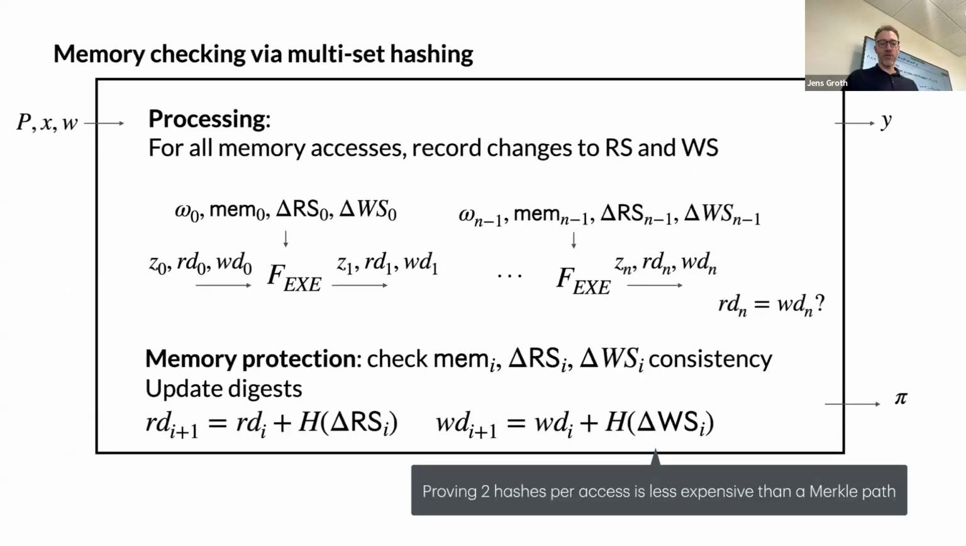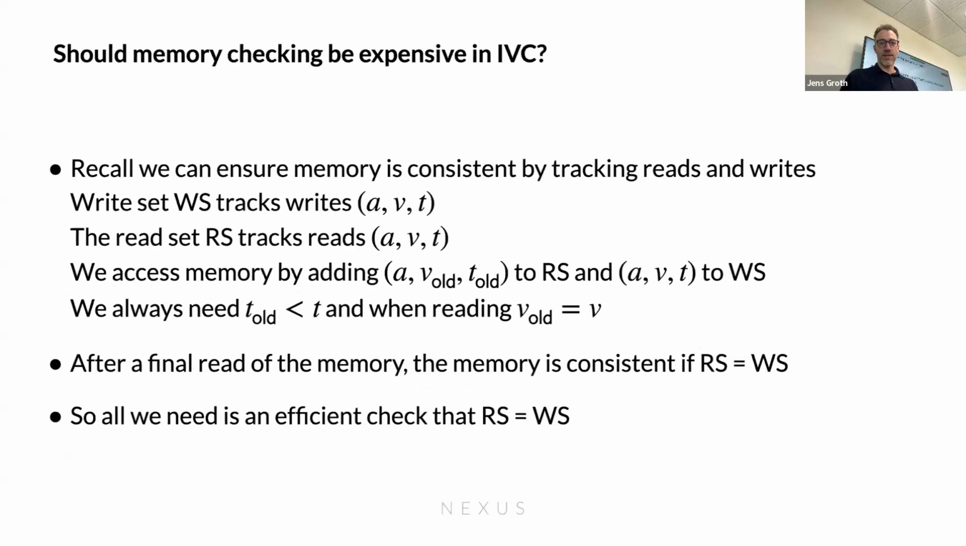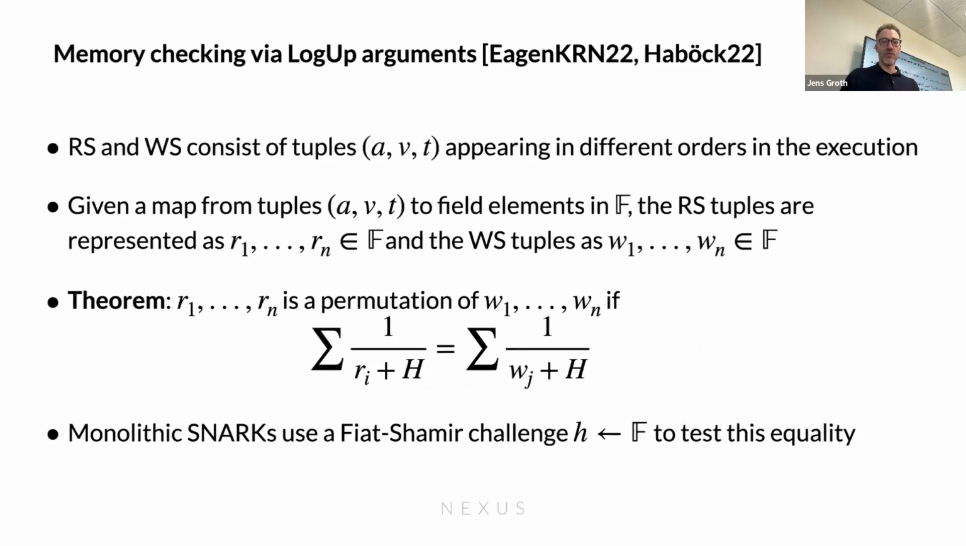Okay, so let me jump through this technique here and jump all the way up here. So I want to now use this notion as part of a solution to give you really efficient verification of memory consistency throughout the computation. So remember, we have the read set and write set. They have these tuples of address, value and timestamp, but they may appear in very different order in the execution, right? So they may be different from each other.